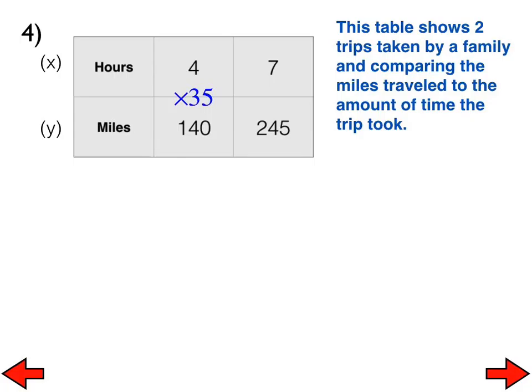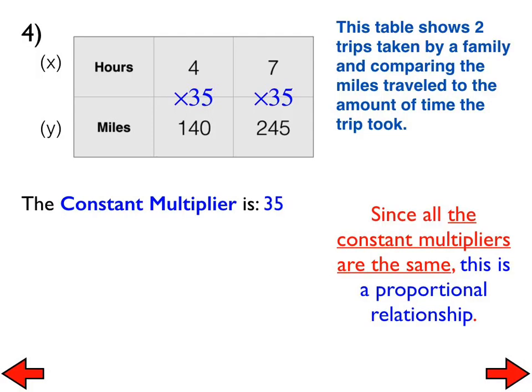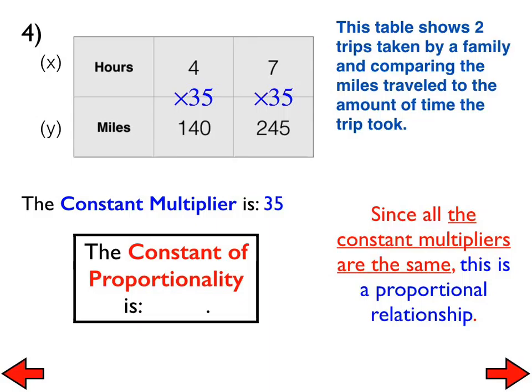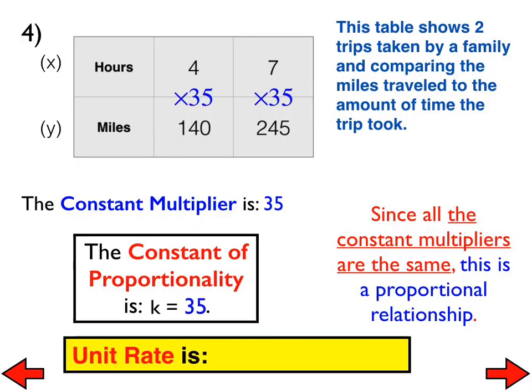35. 7 times what is 245? Also 35. Do we have constant multipliers? Yes, they're both 35. That means this is a what kind of relationship? Proportional relationship. So we have a constant of proportionality, which would be what? Good. K equals 35. What would the unit rate look like? 35. Good. 35 miles per hour.